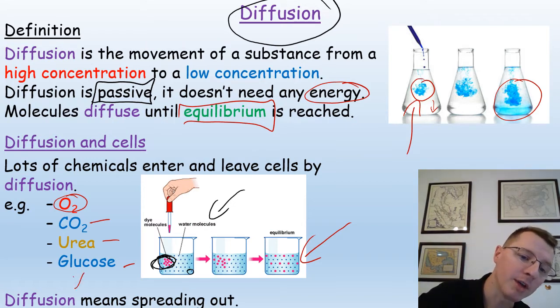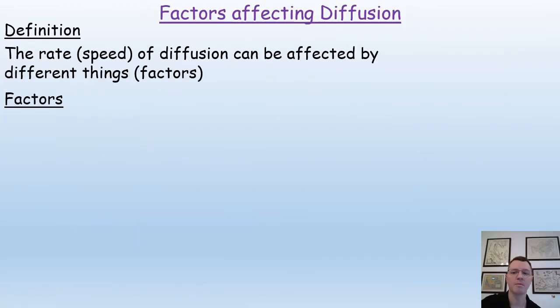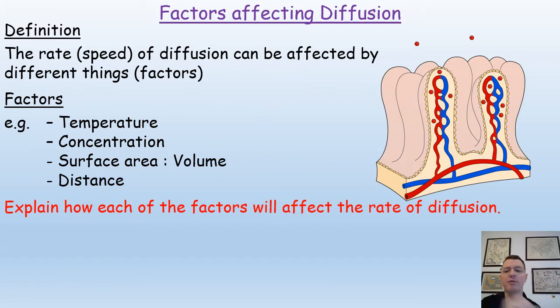Glucose, it should be said, needs an extra little bit of help. It needs some special proteins with protein channels, and that's a special kind of diffusion called facilitated diffusion. So let's look. What kind of factors will affect the rates of diffusion that are happening in your body? Well, things like the temperature, concentration, the surface area to volume ratio and the distance. These will all have an effect on the rate of diffusion that's happening inside your body.